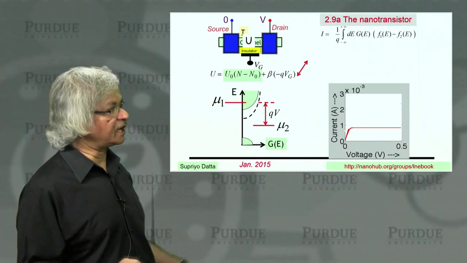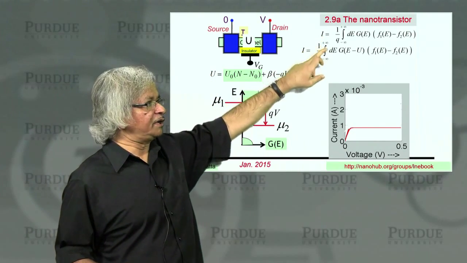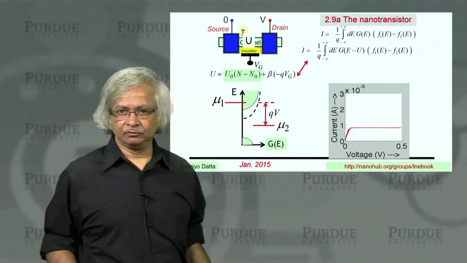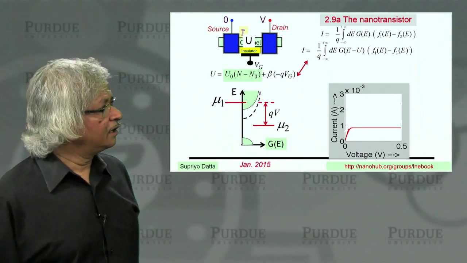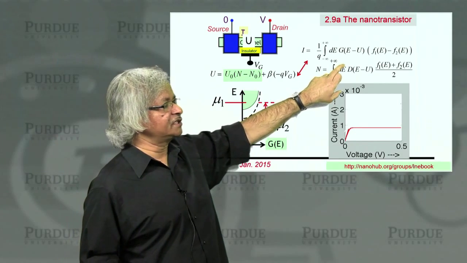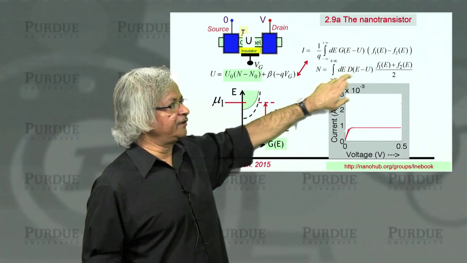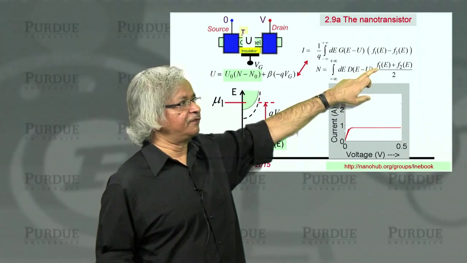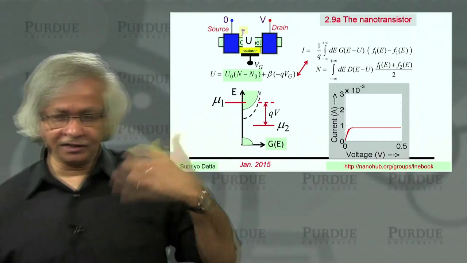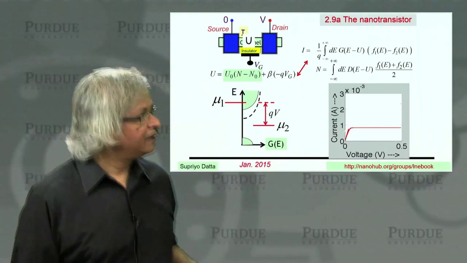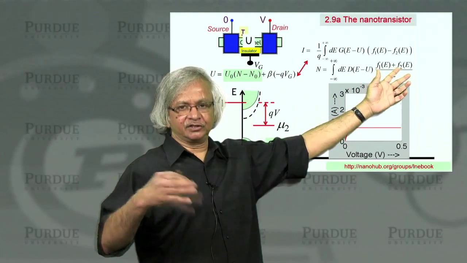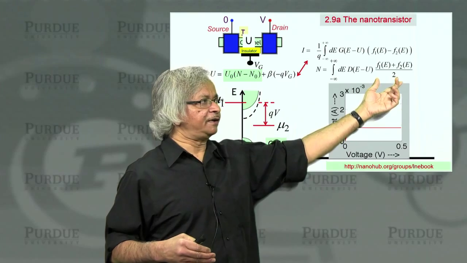And this U of course would have to be reflected in our current equation. So you'd have, instead of G of E, you'd have this G of E minus U. And what about the number of electrons? How do you calculate that? Well, number of electrons is usually calculated by integrating the density of states times the Fermi function. Now this is out of equilibrium, so you got two Fermi functions, one in the left contact, one in the right contact. And what you assume is the occupation of the states would be like the average of the two, F1 plus F2 divided by 2.